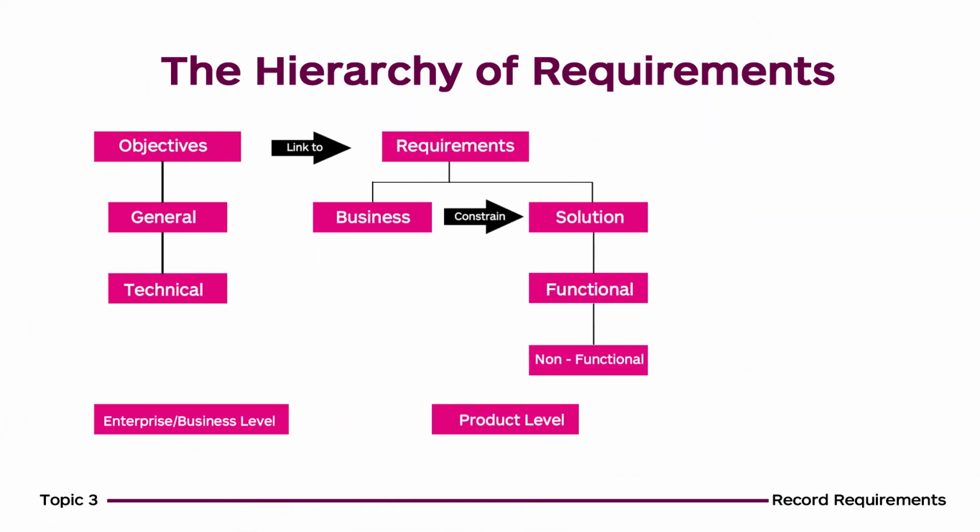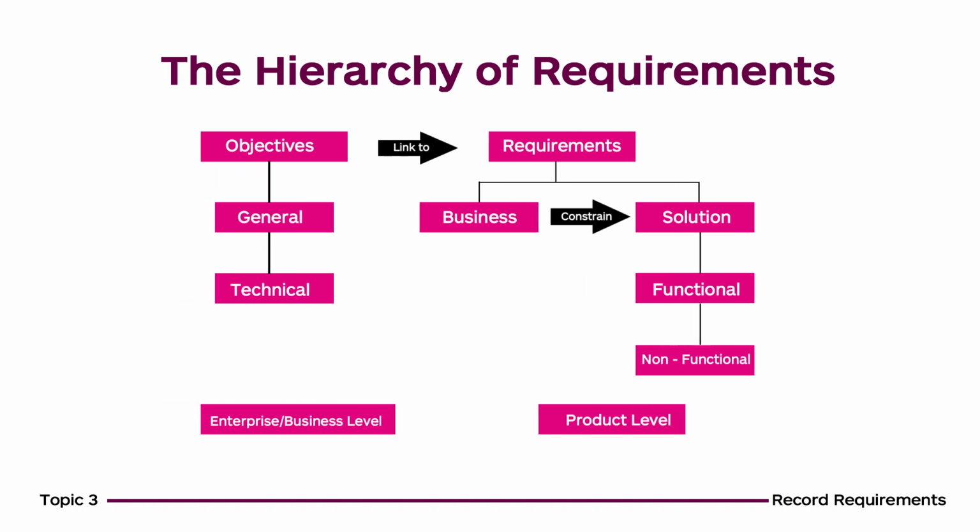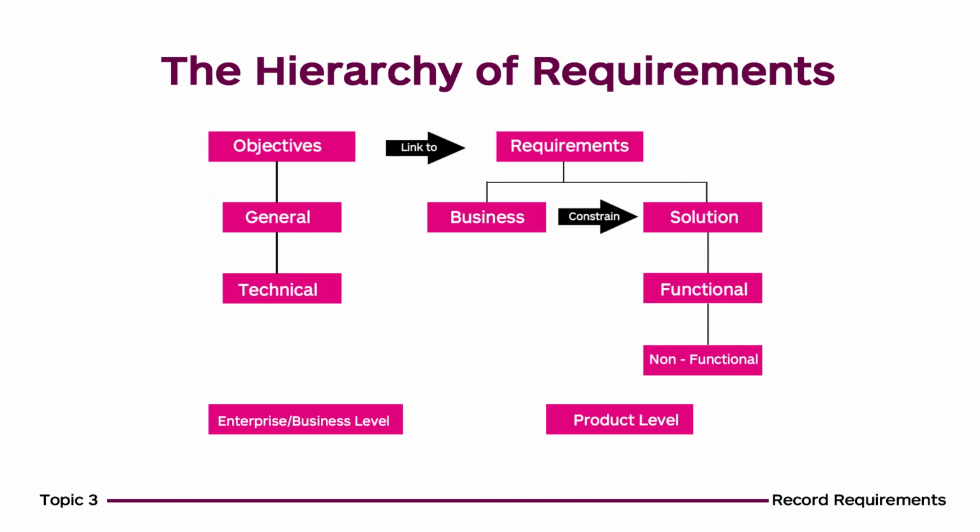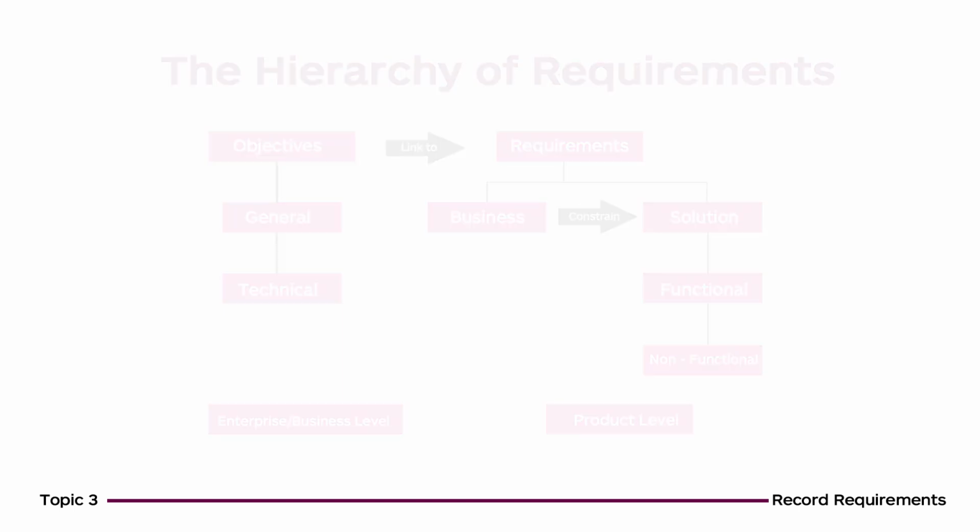Picture it like a pyramid. At the top, you've got objectives. These are the big picture goals, like increasing market share. From these objectives, you derive business requirements, which are more detailed. These can be general, like a target for customer growth, or technical, like needing a new CRM system. Finally, you get to solution requirements, where we specify what the system needs to do, like processing customer orders in under 30 seconds. So objectives lead to business requirements, which then shape the solution requirements.